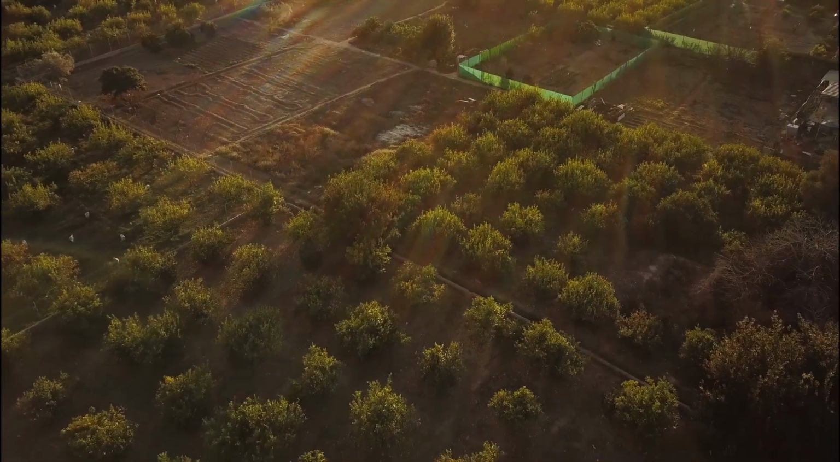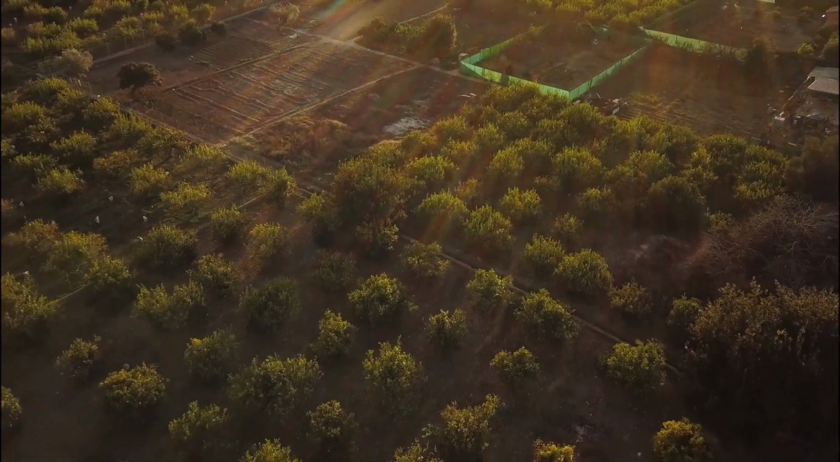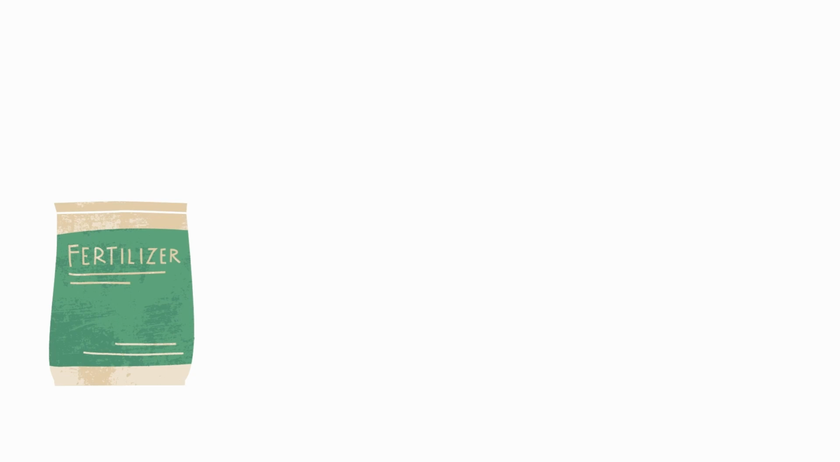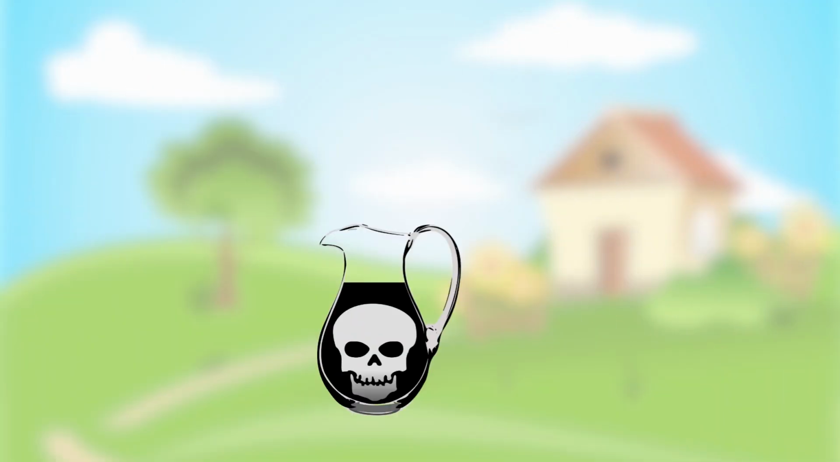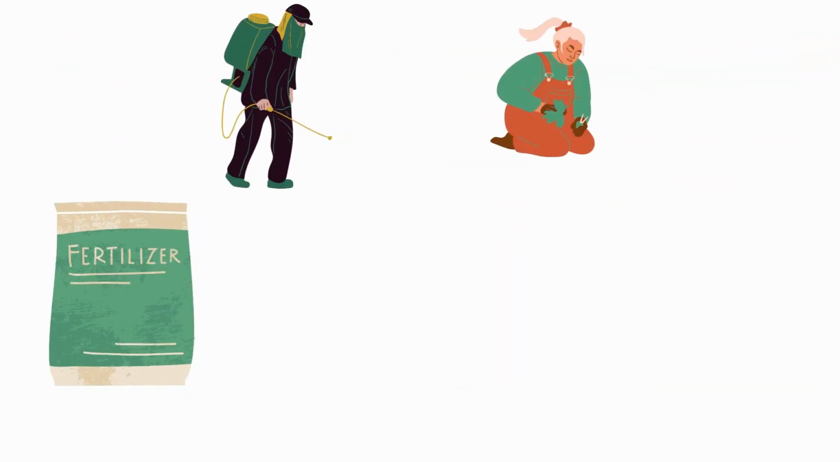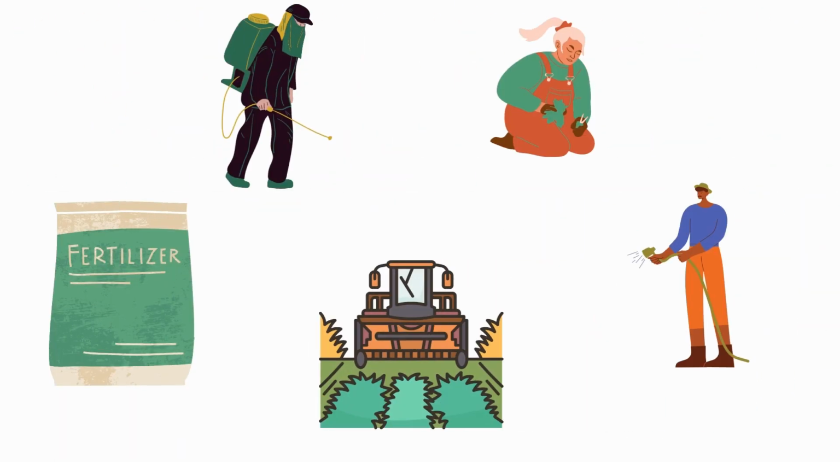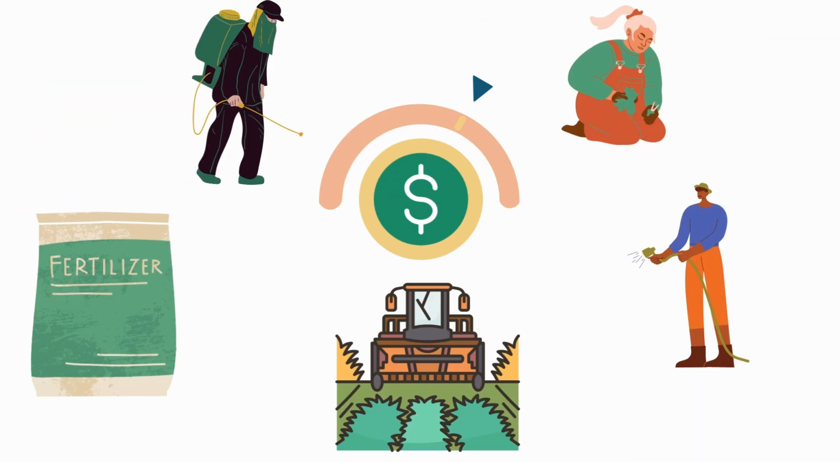Contrary to this, conventional orchards require significant inputs such as fertilizers, pesticides, herbicides, and fungicides, which are expensive and can have negative environmental impacts. Conventional orchards also often require high inputs of labor, water, and other resources to maintain. This makes them less sustainable and less economically viable in the long term.